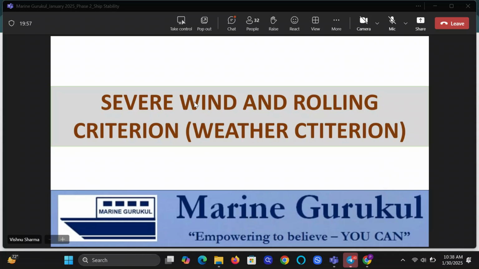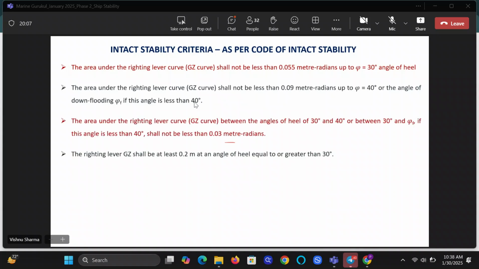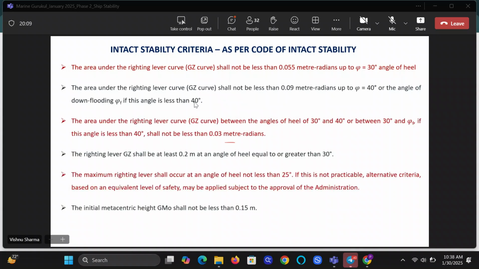Now, if you see the intact stability criteria that you have done so far, you have done basically static stability, in which you did all this in phase 1. It's on page 5 of your MV Hinship Stability booklet, in which there is only one change that has happened. This angle in your booklet is marked as 30 degrees, which is now changed to 25. This is static stability. It is in static conditions.